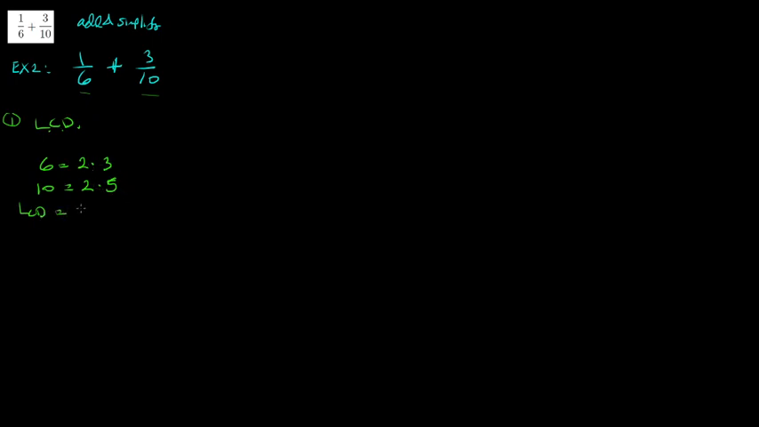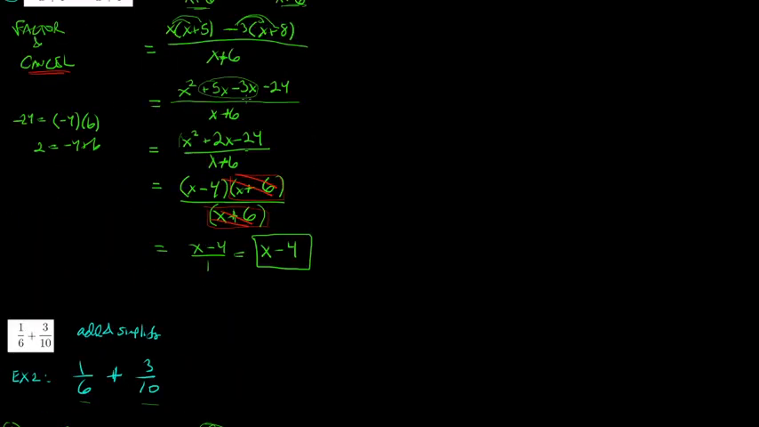The exponents are all 1s. So we have a 2, we have a 3, and we have a 5. So 2 times 3 times 5 is, oops, not 60. 2 times 3 is 6, 6 times 5 is 30. Sorry about that. So our LCD here is 30. Okay, so far? All right, so that's step 1.